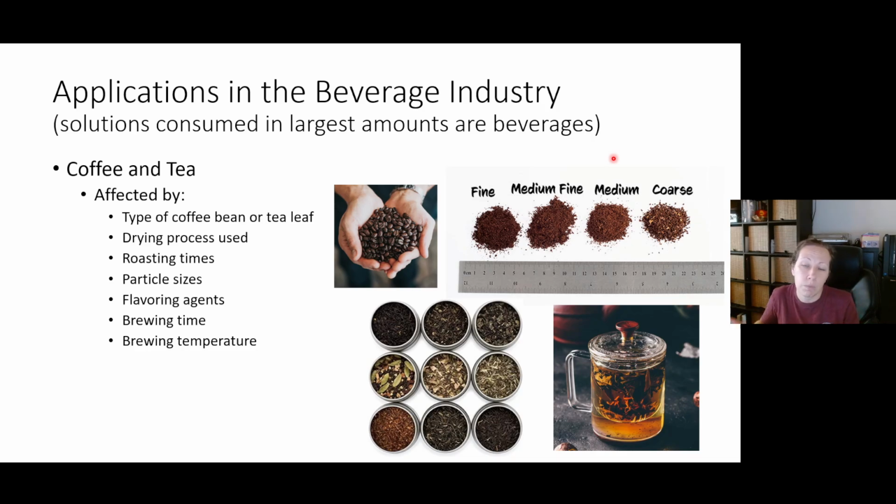There are different brewing temperatures that result in different end results. And that brewing temperature, remember, affects the solubility of those compounds in the coffee and tea that give us what ultimately is what we drink.